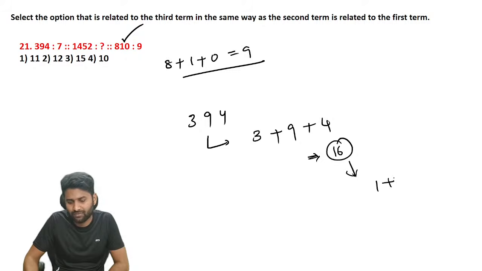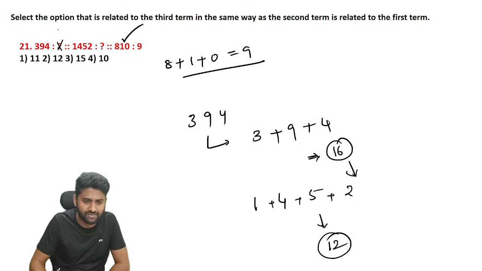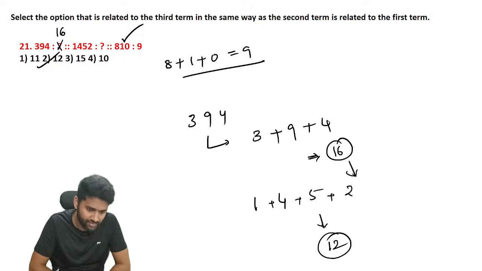Again, see whatever the value, it's 16. So final here 1, 4, 5, 2. So 1 plus 4 plus 5 plus 2. 5 plus 4 is 9. 9 plus 1, 10. 10 plus 2 is equal to 12. Guys, this is not 7, this is 16. So sum of the digits is the logic.